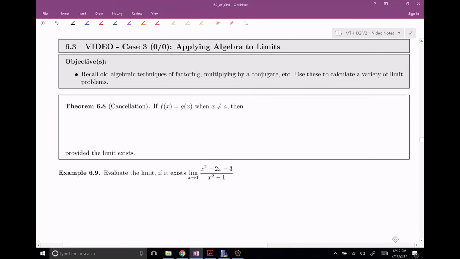We're going to be considering the third and final and probably most important case, which is what happens when you have 0 divided by 0, right? And we're going to need to apply a lot of algebra to these limits.